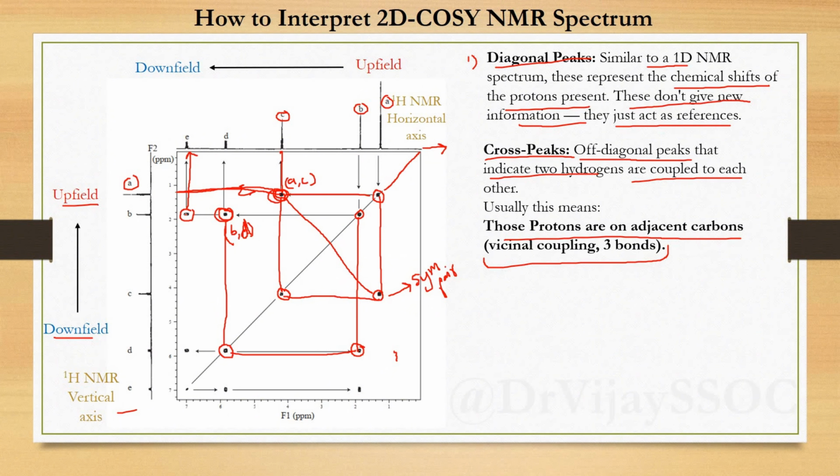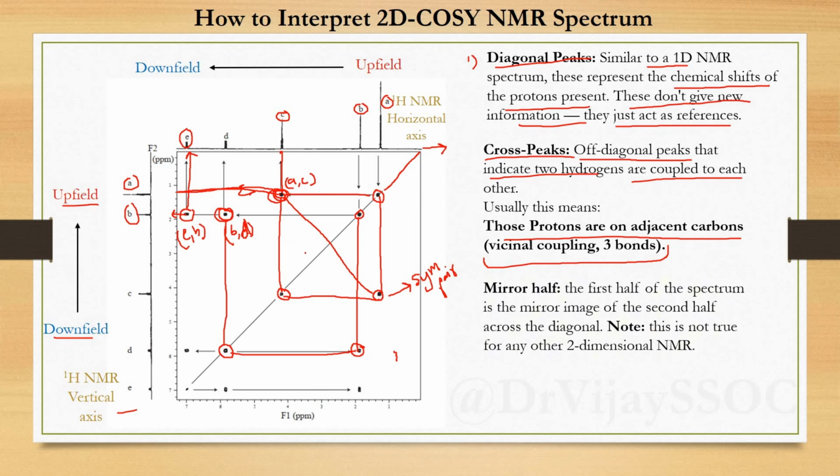One line is vertical and another is horizontal, and you can see that this peak is due to the interaction of the E proton with the B. So E and B are neighbors to each other, or we can say they are vicinal protons. I hope it is clear to you how to interpret the COSY NMR.